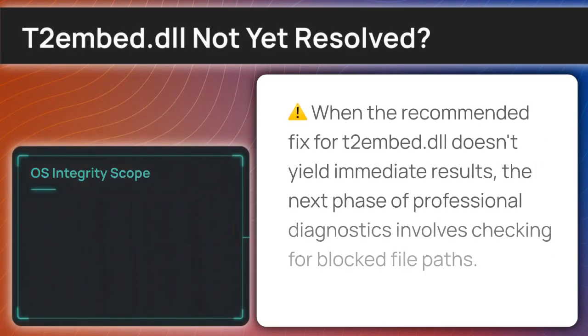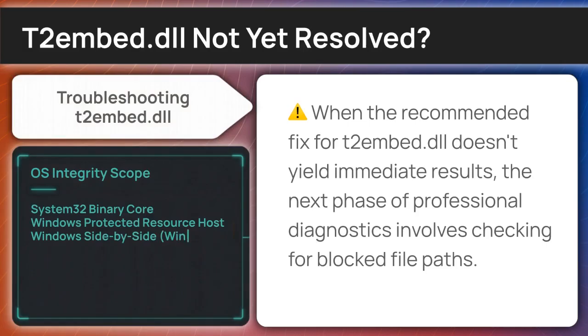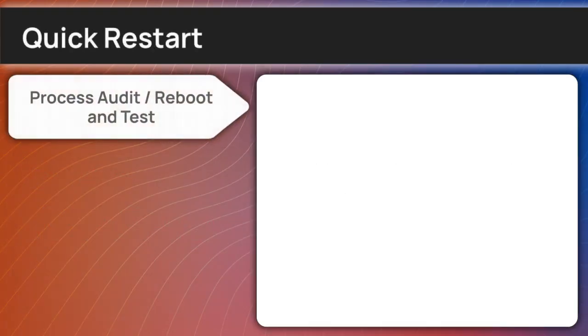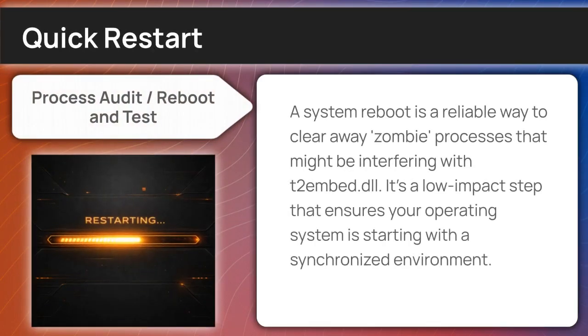When a fresh installer fails to clear the error, it typically points toward a deeper conflict within the Windows execution layer. A standard reboot clears out temporary memory conflicts and gives the Windows loader another chance to properly register the t2embed library component during startup.